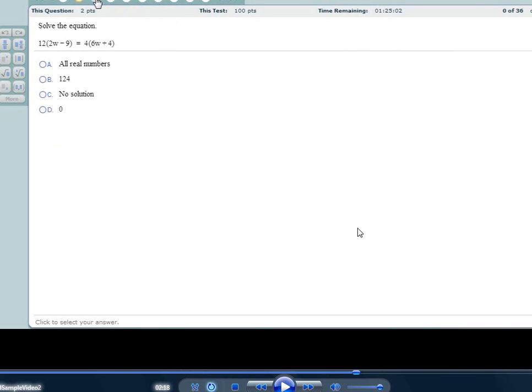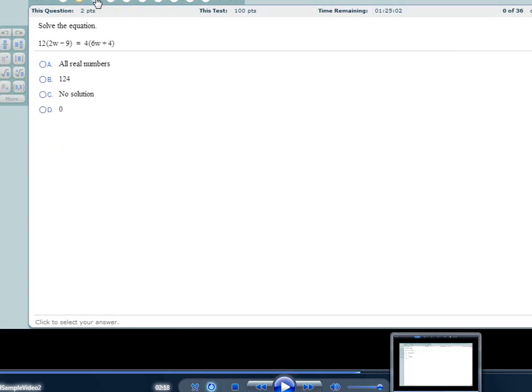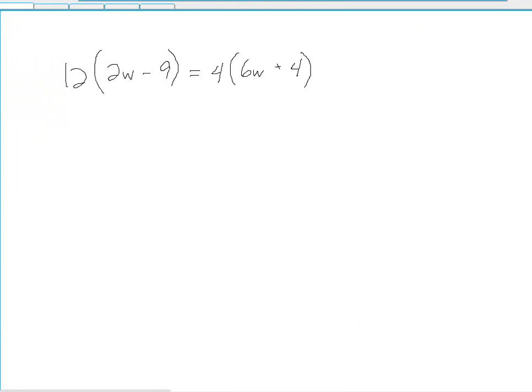Okay, here's number 22. Solve the equation. We haven't had many of these, ironically, throughout the whole test, but here's finally one right here. The variable is W, so we want to get the W isolated all by itself on one side of the equation. Let's go ahead and get rid of the parentheses first by distributing on both sides of the equation here. All right, over here 12 times 2W, and then 12 times negative 9 is a negative 108. Over here on the right side, you got 4 times 6W and 4 times 4.